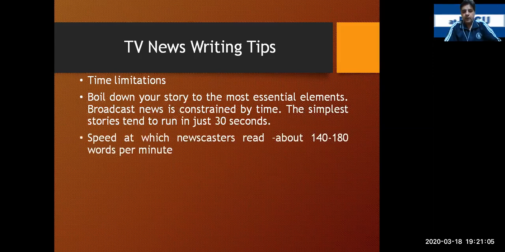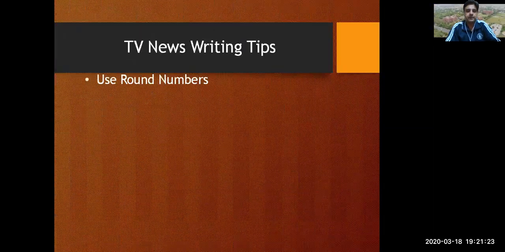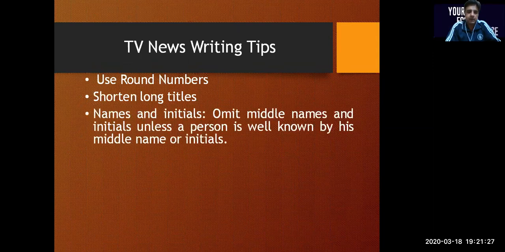The speed at which a newscaster reads is about 140 to 180 words per minute. The audience just cannot absorb as much information listening to a broadcast story as they could reading a story of similar length. So in broadcast, usually our stories are short, not very long. Use round numbers, shorten long titles.